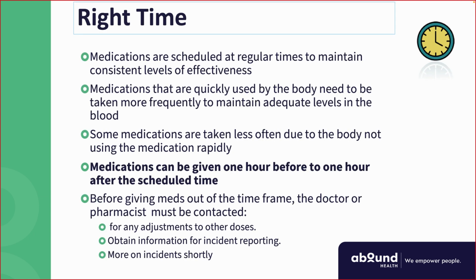Right time. Medications are scheduled at regular times to maintain consistent levels of effectiveness. Medications that are quickly used by the body need to be taken more frequently to maintain adequate levels in the blood. Some medications are taken less often due to the body not using the medication rapidly.